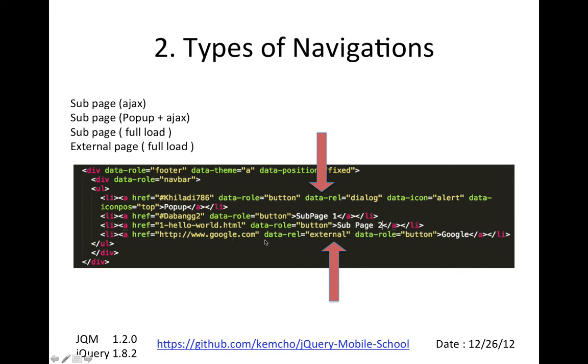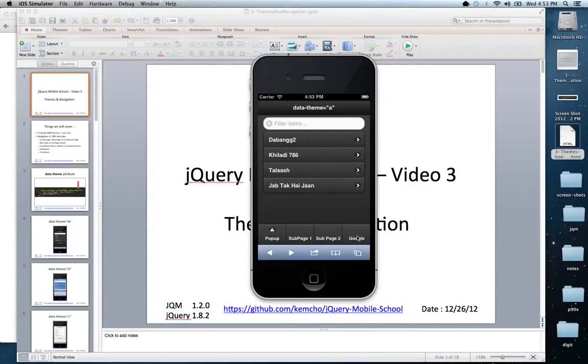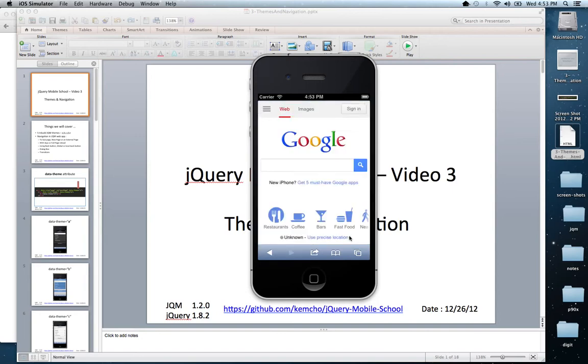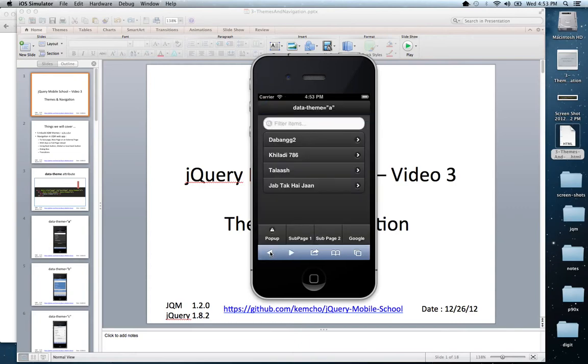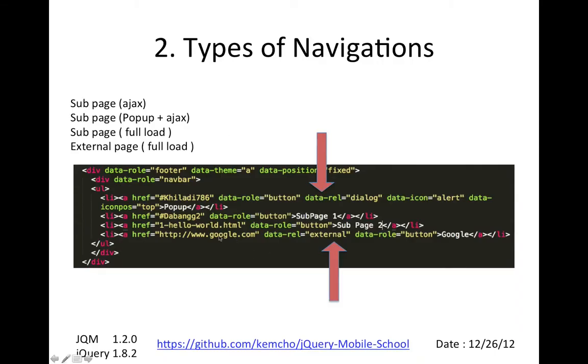For external pages, you would want to not use Ajax. The way you do that is you specify data-rel="external", and it always does a full load when you specify that. So let's say I want to use, in my nav bar, a link to google.com, which is not within my page. It's an external page. So those are the four examples of how you navigate between different pages.